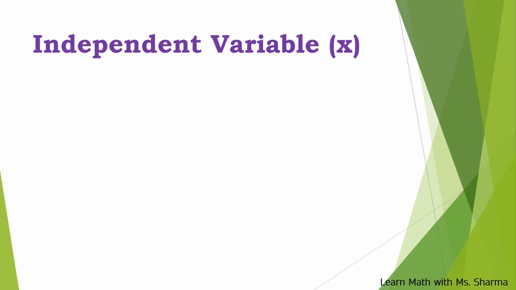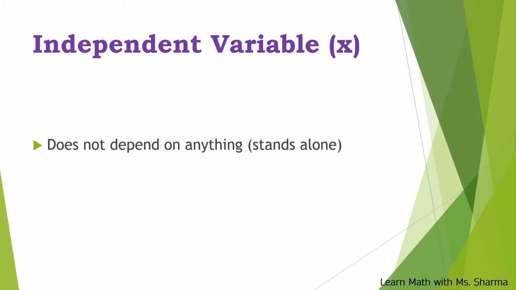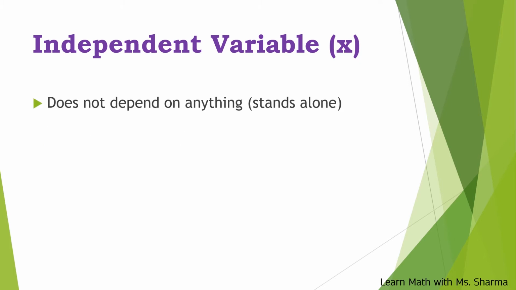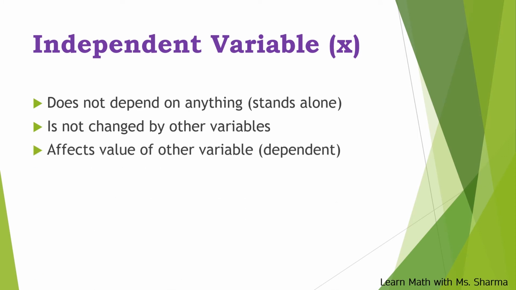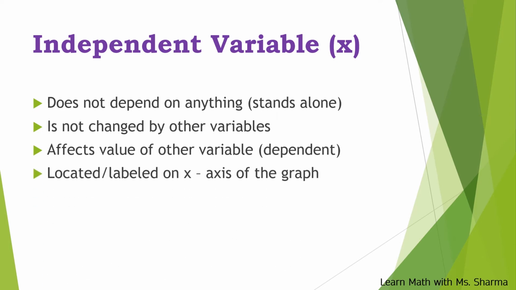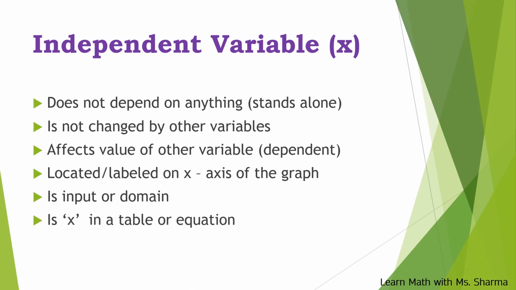Independent variable is x, the input. It does not depend on anything, stands alone, and is not changed by other variables. It affects the value of the other variable that is dependent, the y value, the output. It is located or labeled on the x-axis of the graph, is the input or the domain, or the x value. It is the x value in the table or the equation, and it is the cause in a problem situation. It's a cause.